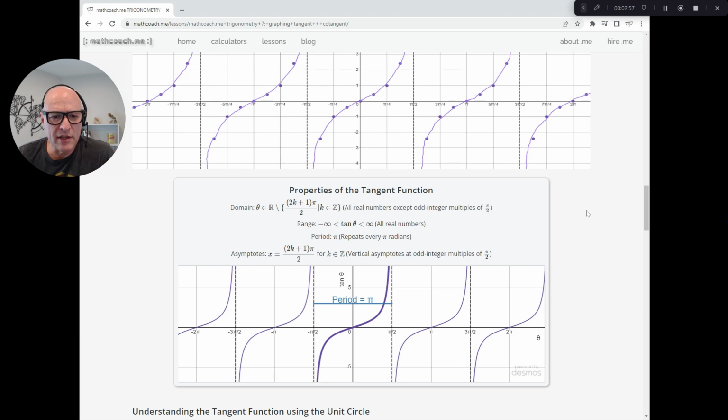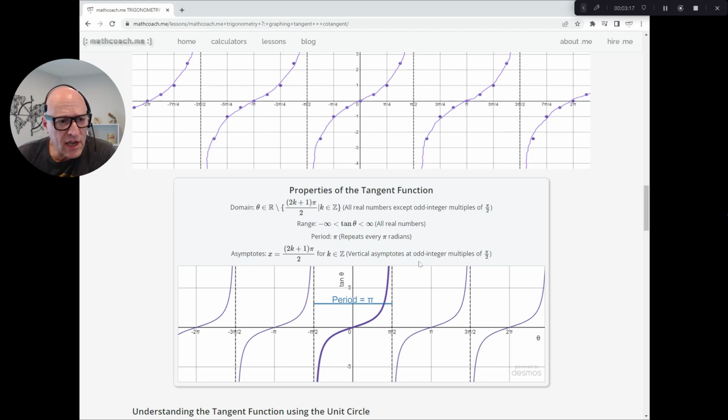Okay, some properties of the tangent function. So the domain is all real numbers, but there are some exceptions, all of those places where there are asymptotes. So all of those odd integer multiples of pi over 2.